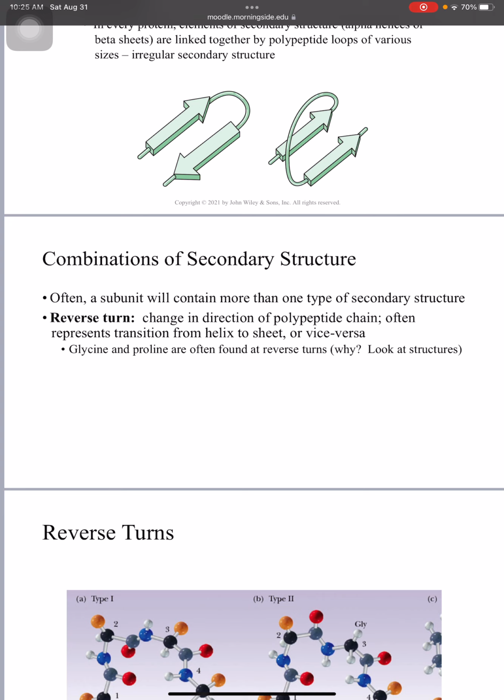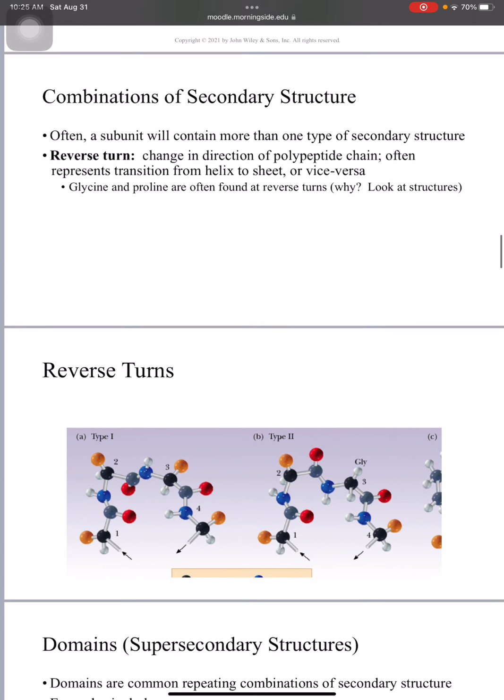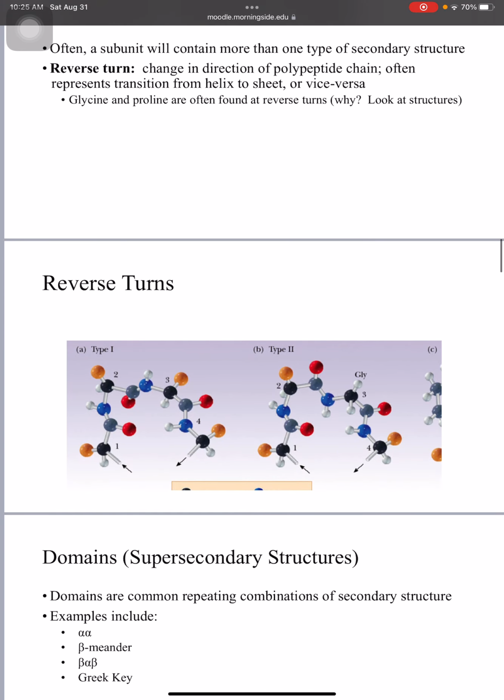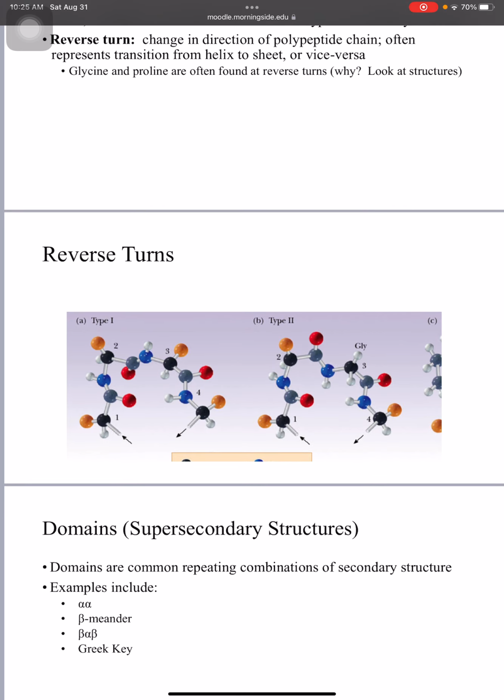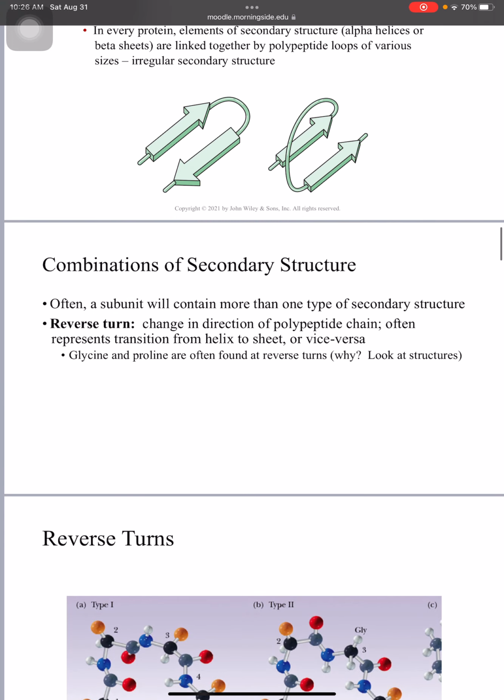All right? We actually have 3 different types of reverse turns that are commonly found. Again, I'm sorry, my iPad has cut this off, but please feel free to look at this in the PowerPoint on the regular computer. You can see all of them laid out there. Type 1 and 2 are the ones that glycine is predominantly found in. I'm not really concerned about you knowing the differences between those two. I just wanted you to know that type 1 and 2 reverse turns frequently contain glycine.